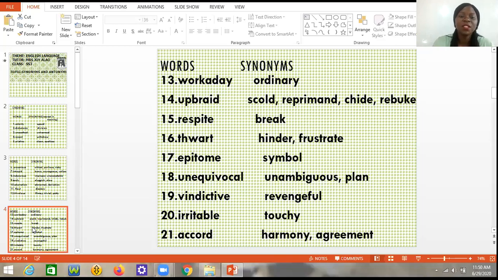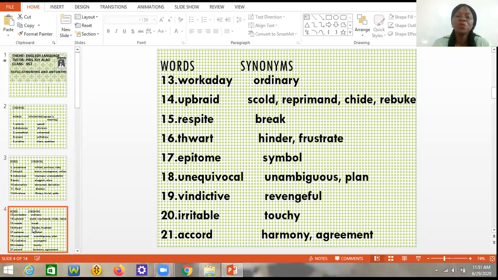So we have another word, number 13, workaday. It means ordinary, mundane, something that is just your usual activity. Workaday, ordinary. You can check your dictionary for more explanation. Upbraid: to scold, to reprimand, to chide, and to rebuke.